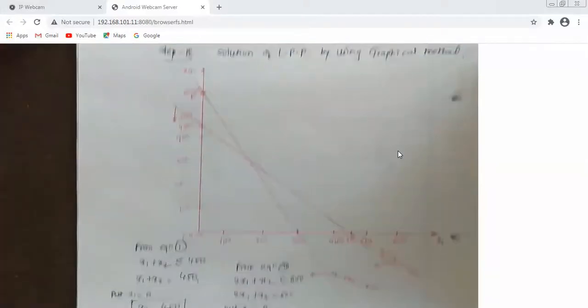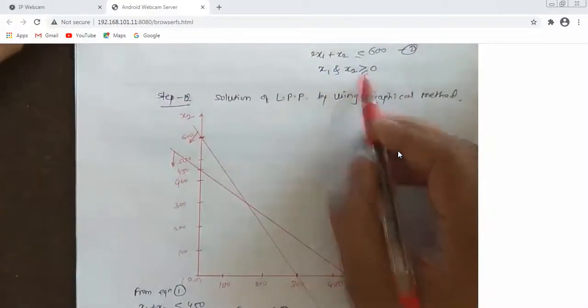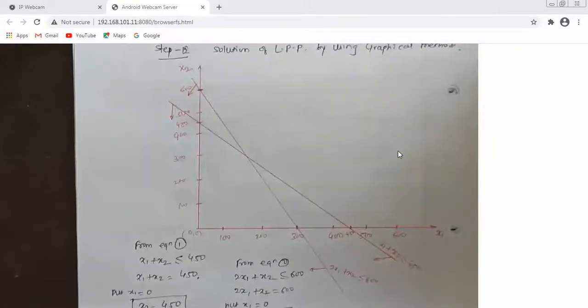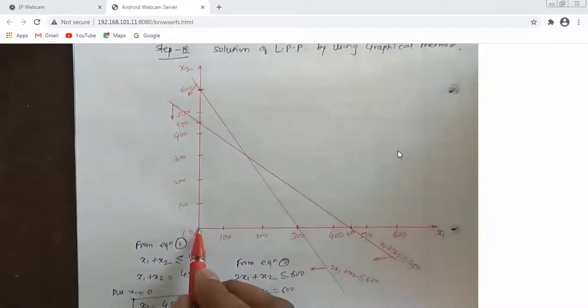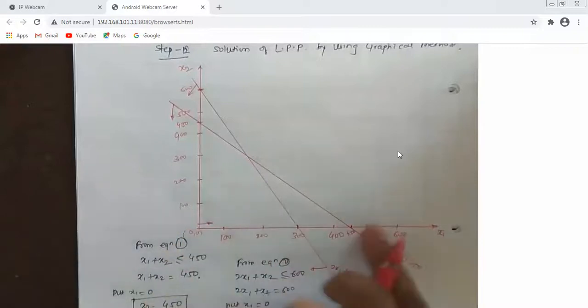Now, what is the third constraint? That is x1 and x2 are greater than or equal to 0. It means the value of x1 may be either 0 or greater than 0. It means the solution will be away from the origin.